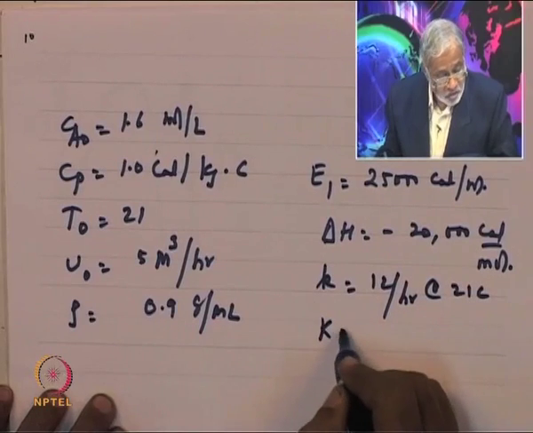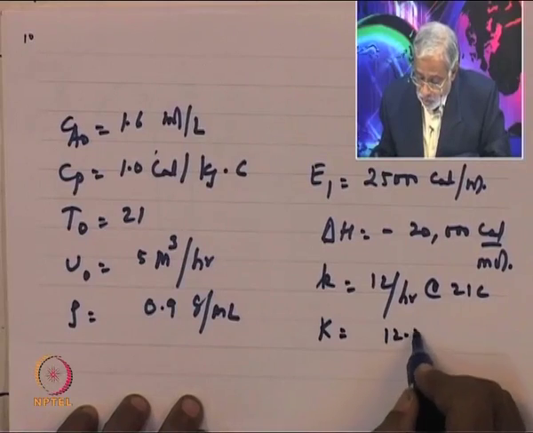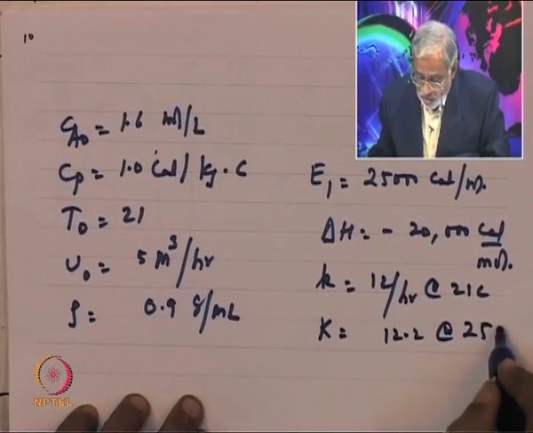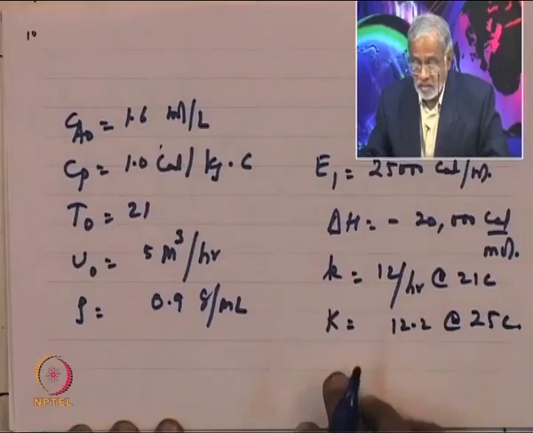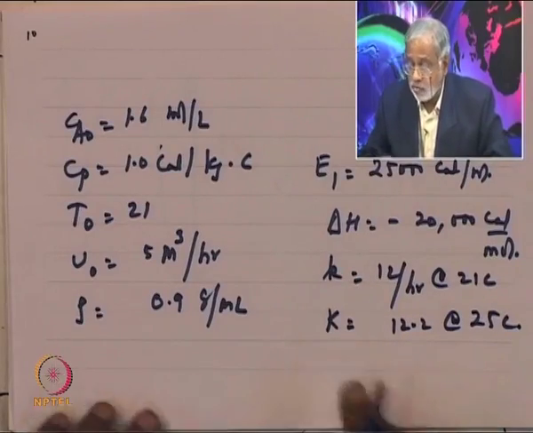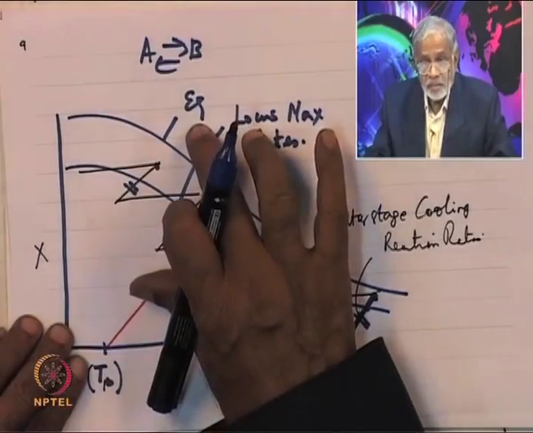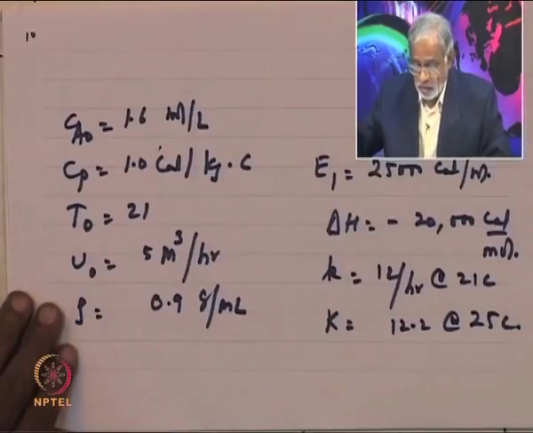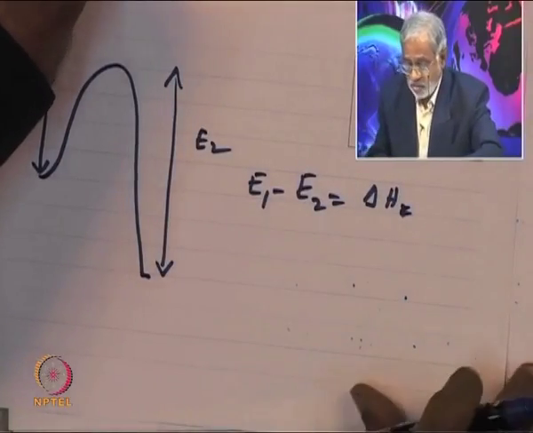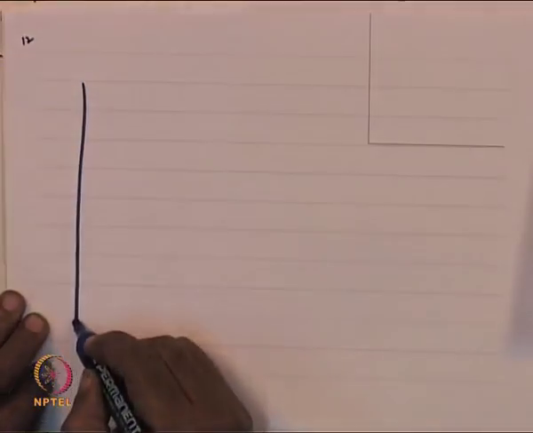The equilibrium constant is given as 12.2 at 25 C. So, you can see here rate constants are given, equilibrium constant is given. Therefore, we can plot the equilibrium curve. We can do the whole exercise quickly so that we have a good understanding of how this whole thing is to be done for a multi-stage tubular reactor design. Let us quickly run through this for the numbers. So, how do we do this design?